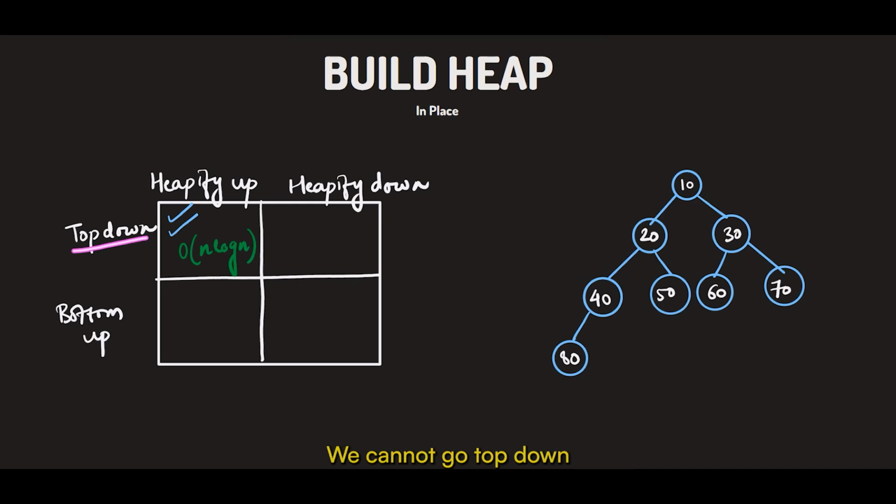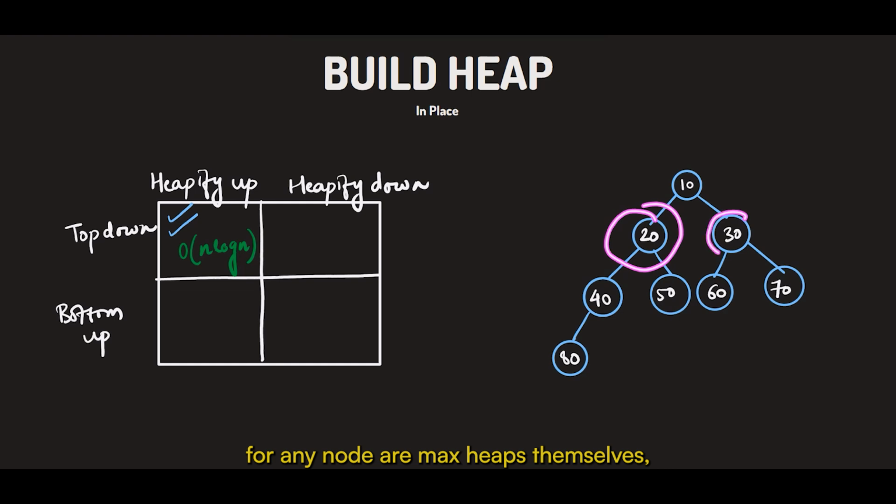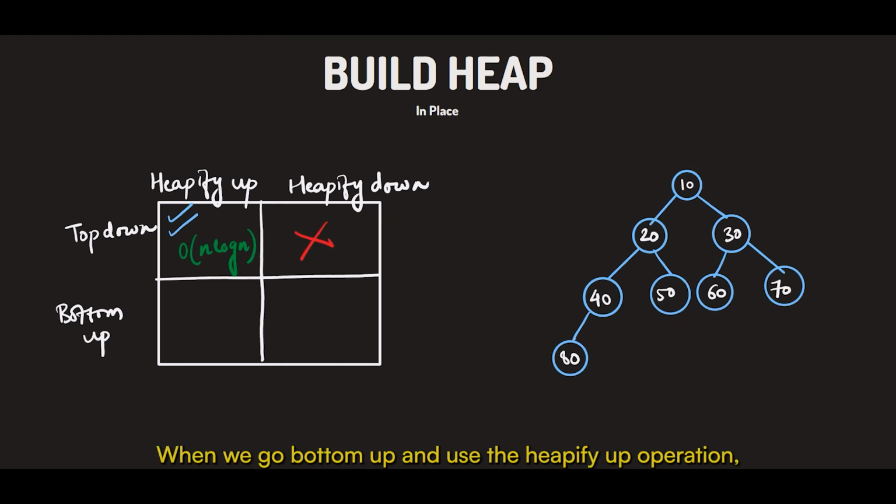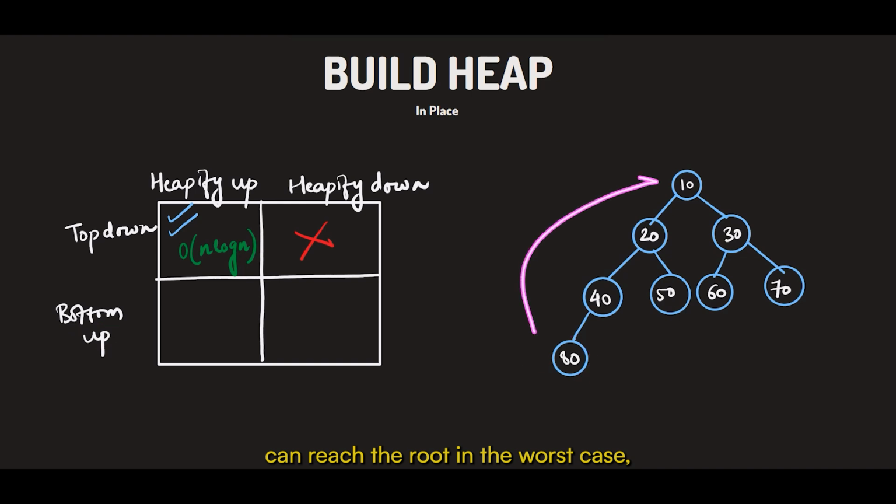We cannot go top down and use the Heapify down operation because the Heapify down operation assumes that the subtrees rooted at the children for any node are max heaps themselves, which is not the case here, since we can see that this is not a max heap and this is also not a max heap for this node. When we go bottom up and use the Heapify up operation, each node can reach the root in the worst case, leading to the worst case time complexity of O of n log n again.